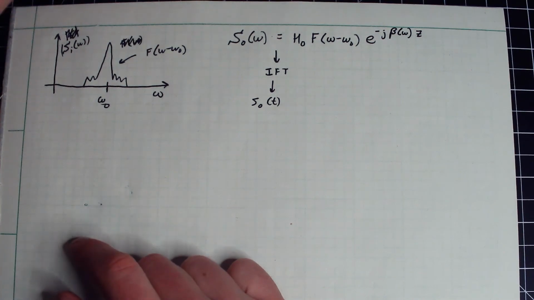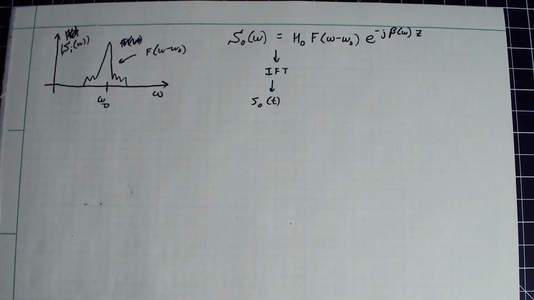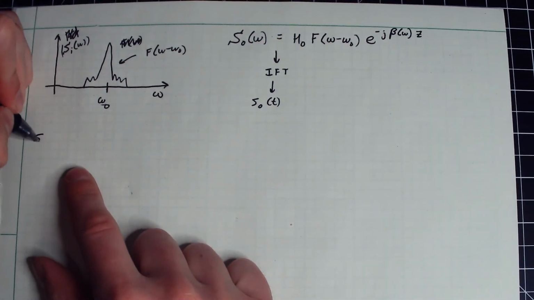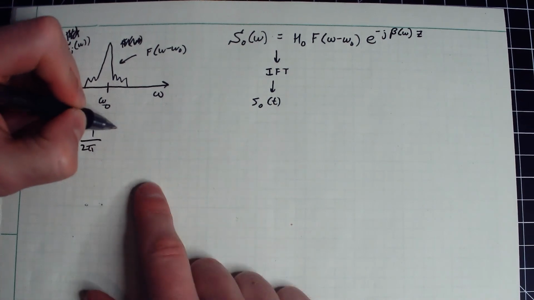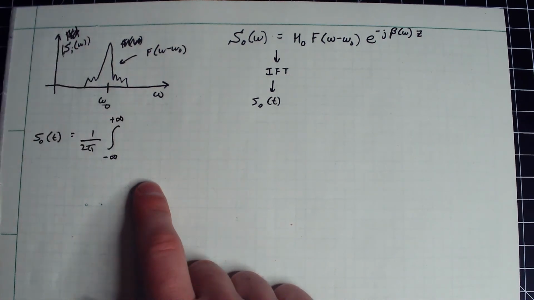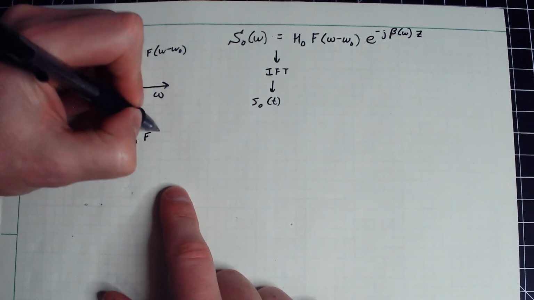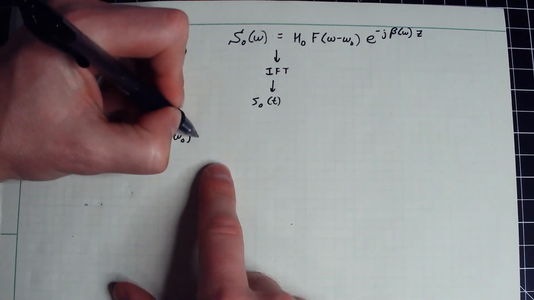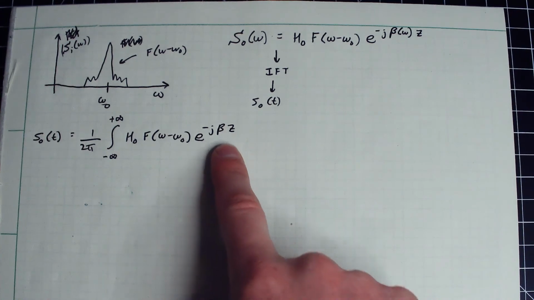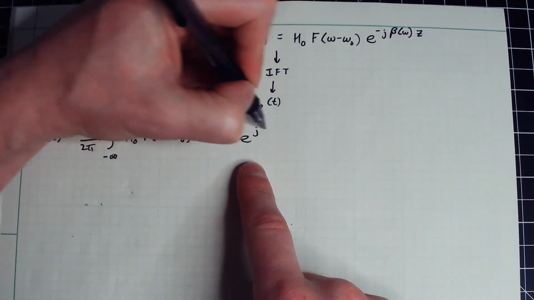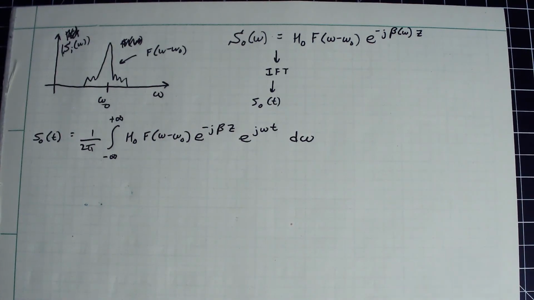So what does that look like? Well, this is kind of messy, so this is going to get a little rough. So try and follow along here and keep up. We get s out of t is going to be 1 over 2 pi times the integral from minus infinity to plus infinity of this whole thing here: H naught F of omega minus omega naught e to the minus j beta z. Just remember, that's a function of omega here. And there will be an e to the j omega t d omega. That is the inverse Fourier transform.